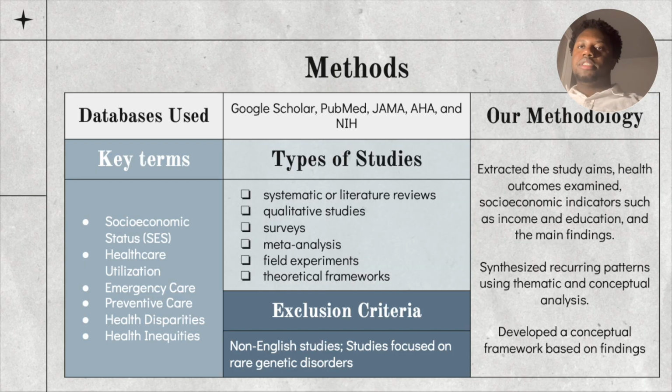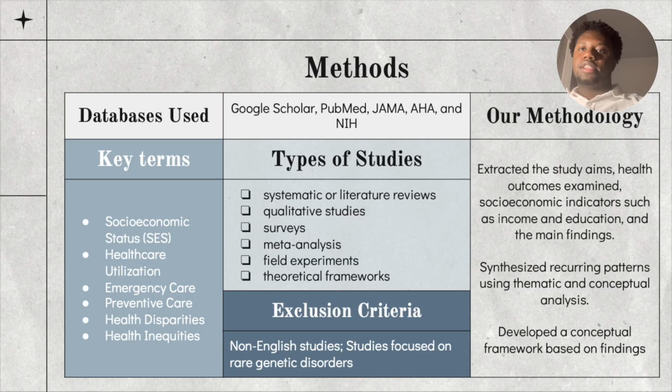To ensure our findings were robust, we conducted a comprehensive review of peer-reviewed sources across databases like PubMed, JAMA, and NIH. We utilized specific key terms such as health inequities and emergency care to capture the full scope of the utilization cycle. Our methodology was inclusive of various study types, from meta-analysis to qualitative studies and field experiments, allowing us to see both the broad statistical trends and the individual patient experience.